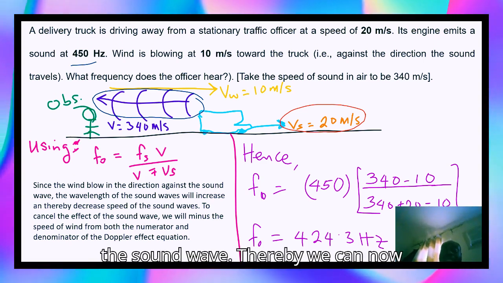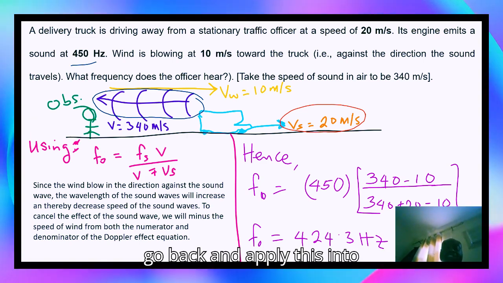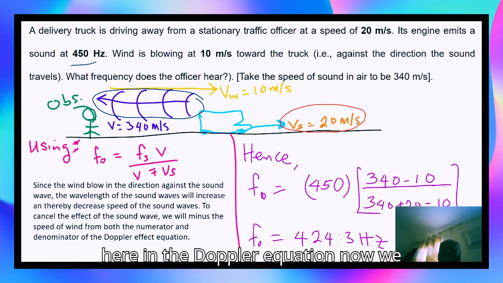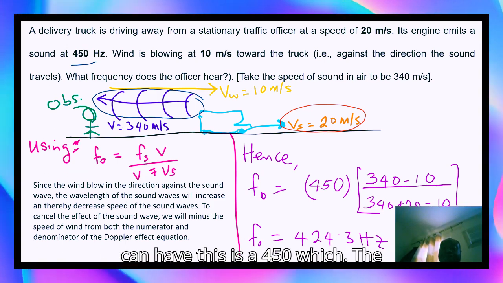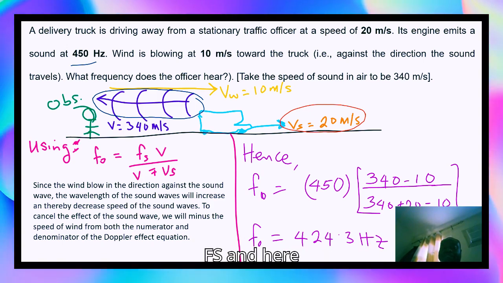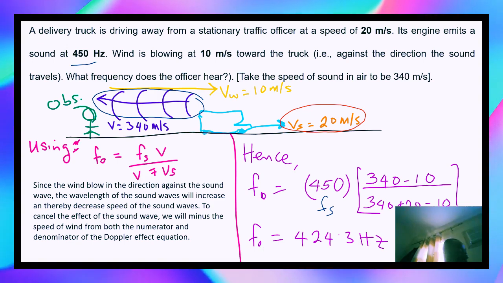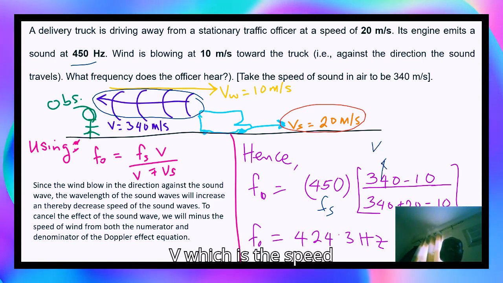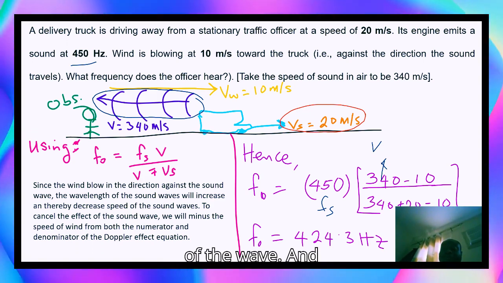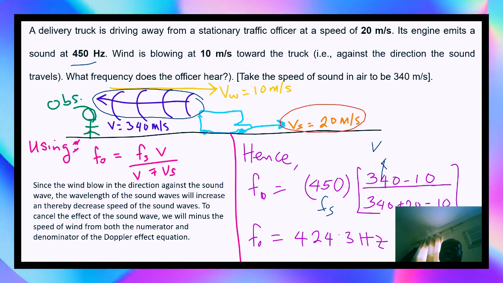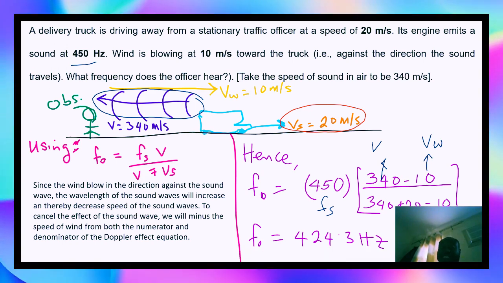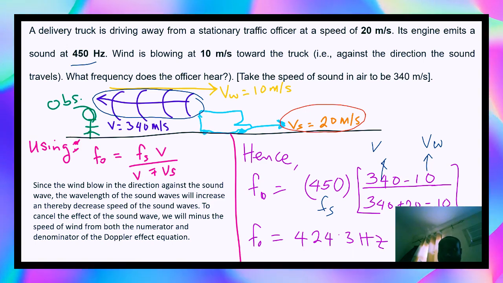Thereby, we can now go back and apply this into the Doppler equation. Here, 450 is the Fs, and here is the v, which is the speed of the wave. Now you can see I minus the speed of the wind, because the wind is going against the direction of the sound wave.